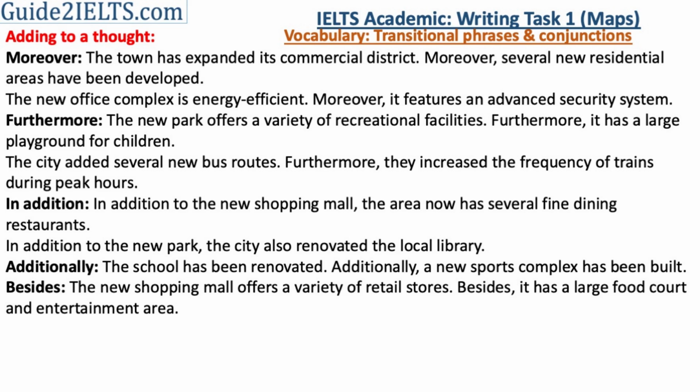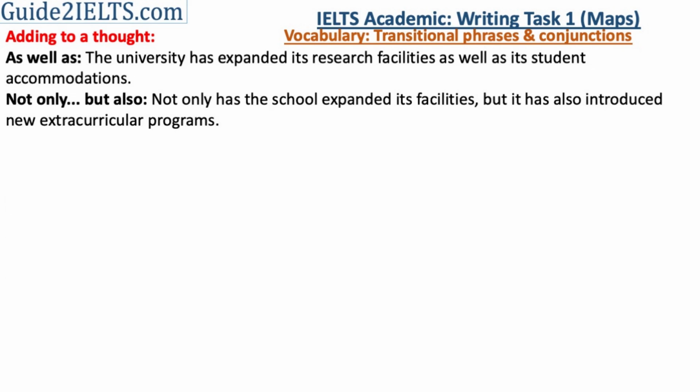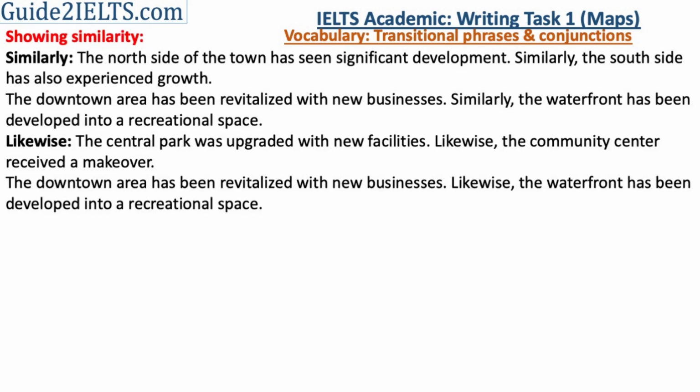First in this list are phrases for adding to a thought. For example, if I mention one change in my writing, and then I want to mention another change, I can use moreover, furthermore, in addition, or additionally. I can also use conjunctions like not only but also. Also, words like similarly and likewise can be used when adding to the same kind of thing in a writing.